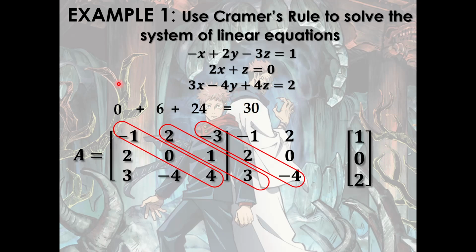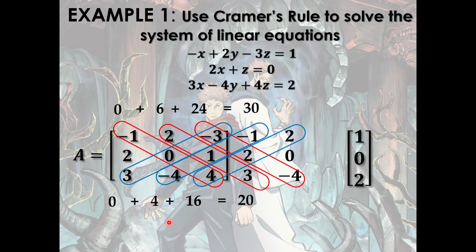Okay, for the second set of diagonals, you start from here. You multiply as well, and you get 0. Same with this one, you multiply across, you get 4. And the last diagonal you multiply across as well, and you get 16. So you add across, you get 20. So the formula is: the sum from the first diagonals minus the sum from the second diagonals. So that's 30 minus 20. Therefore, our determinant of A is 10.